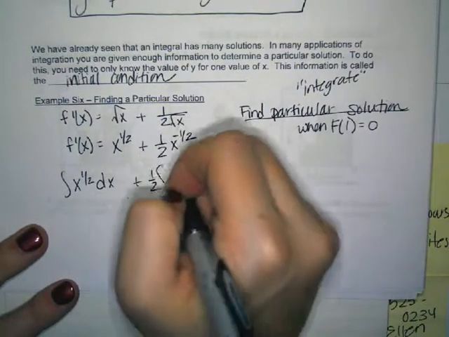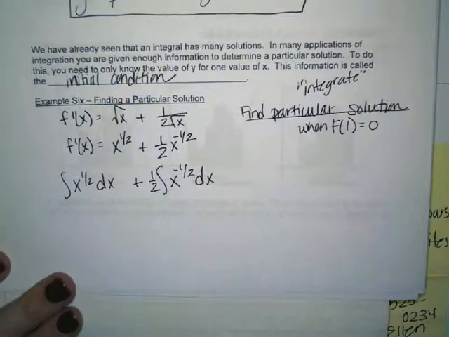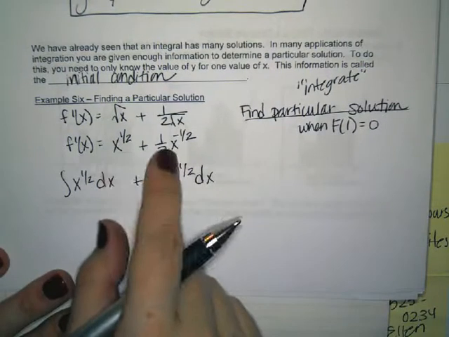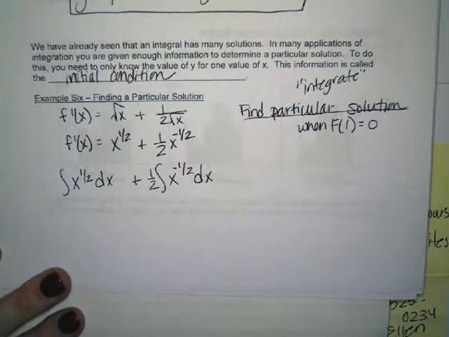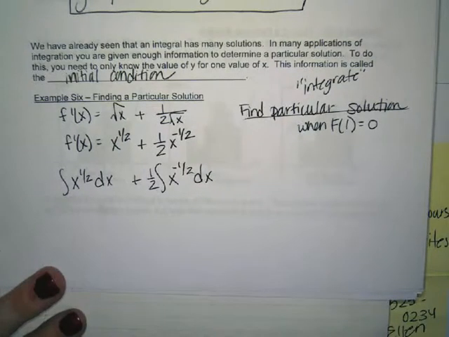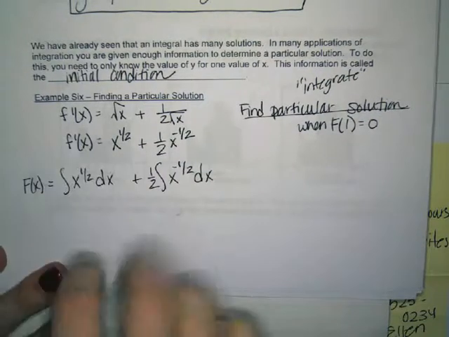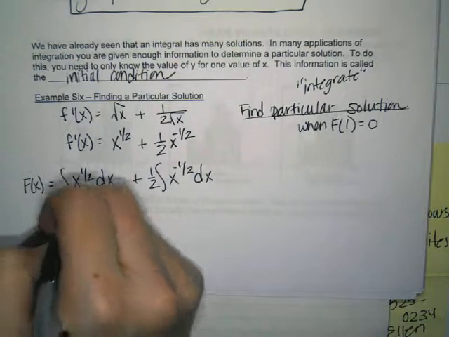So I'm going to add 1 to the exponent and divide. When I add 1 to the exponent here, I get 3/2. When you divide by 3/2, it just flips the fraction to get 2/3. Okay, the same thing here. I'm going to add 1 to the exponent to get 1/2. Dividing by 1/2 flips it. So you get 2/1 times 1/2, or just 1. Okay, so there's my original function.